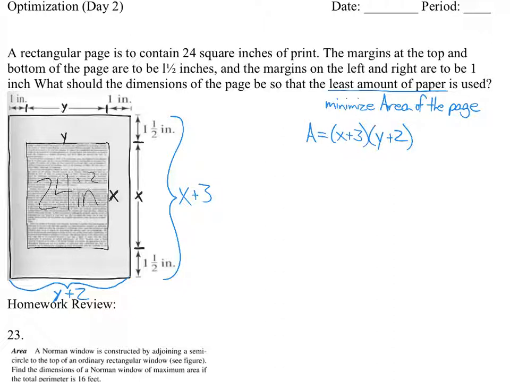xy equals 24. If xy equals 24, what does y equal? 24 over x. Now, we can write our function A of x. It's x plus 3, and then 24 over x plus 2. There you go.